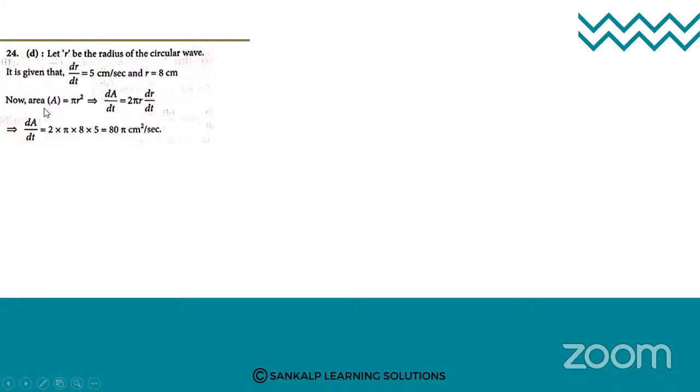Differentiate it with respect to t. When we differentiate the area of circle with respect to t, we get dA by dt is equal to 2 pi r dr by dt. Then we need to replace it. dr by dt is 5, and r is equal to 8. When we simplify, 8 into 5 is 40, and then 40 into 2 is 80. So 80 pi centimeter square per second will be the right answer.